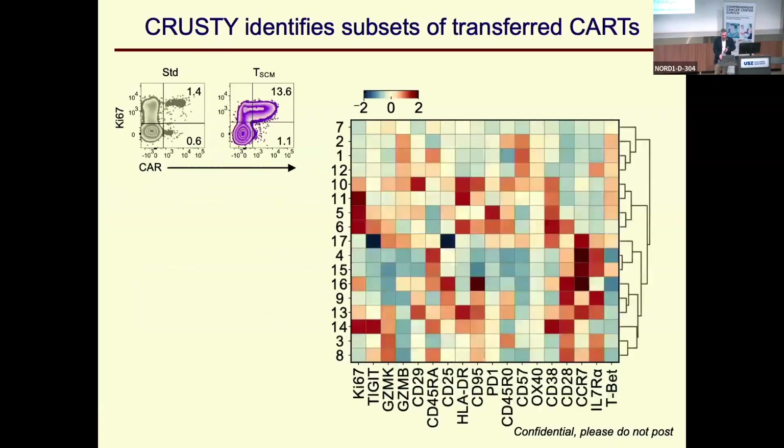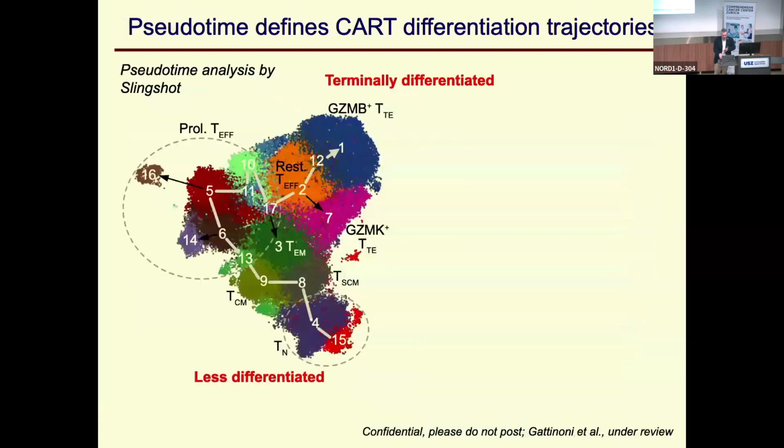So this is just an idea of the number of clusters that we can obtain when we do cluster analysis of the data. This is the number of markers that you have in columns and the different clusters that you can obtain in the lines. So quite a bit of heterogeneity in the whole cohort of patients. But then we were able to debarcode and then see what was going on in patients receiving the standard populations or the TSCM populations. So we can order all of these subsets in sort of a pseudotime.